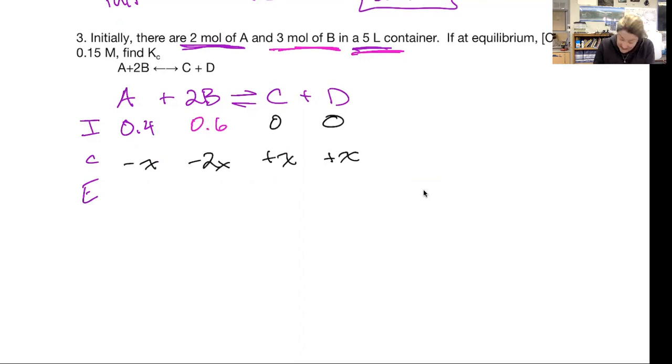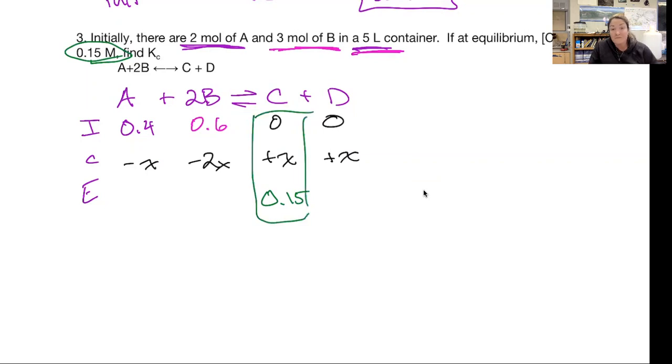At equilibrium, C is 0.15 molar. That's already in molarity, so I don't divide it by liters. I'm just going to put it here as 0.15. Now I know this entire column. So that's the column that I'm going to use to solve for x. 0 plus x equals 0.15, or x equals 0.15.